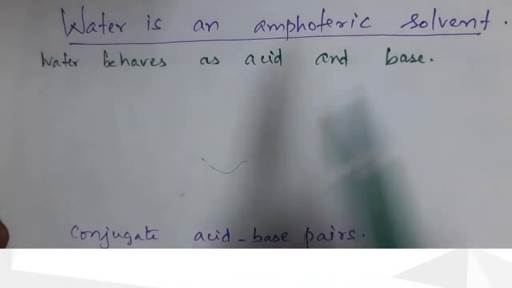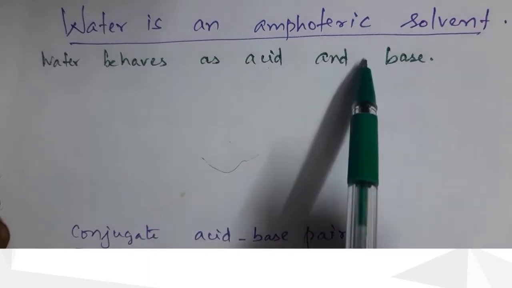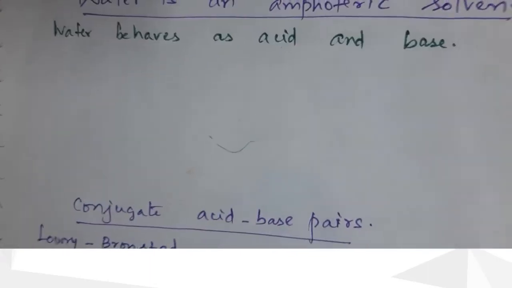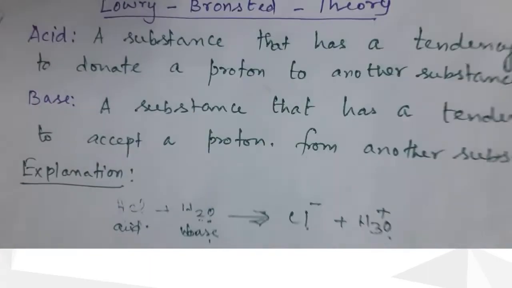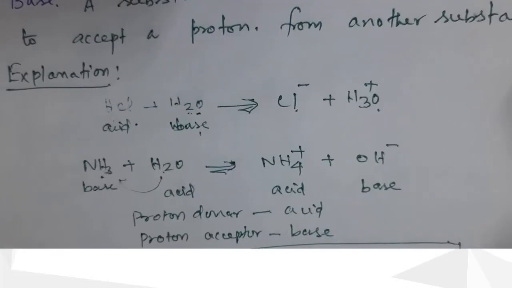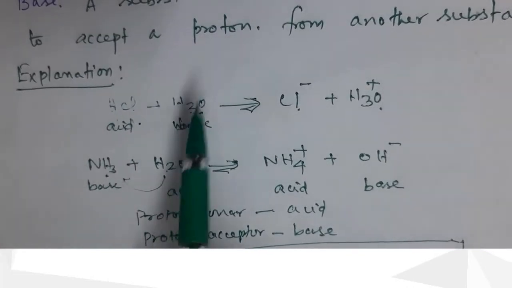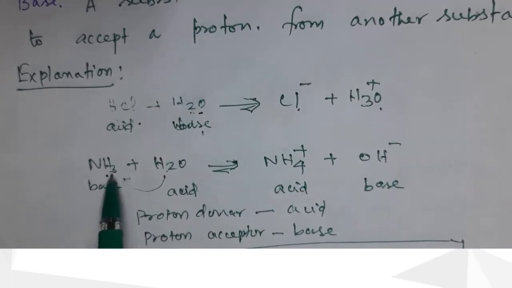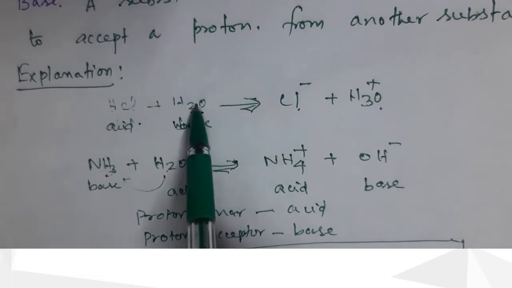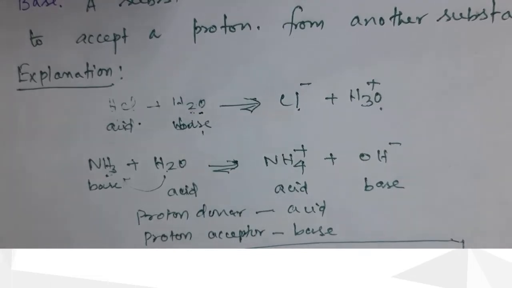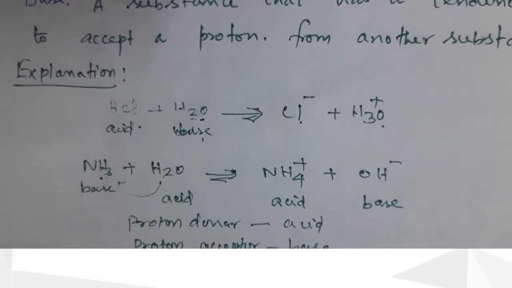Water is an amphoteric solvent because it behaves as acid and base. So what have we discussed in these equations? Hydrochloric acid and water: water behaves as a base. Ammonia and water: water behaves as an acid. So water behaves as both base and acid, and so it is an amphoteric solvent.